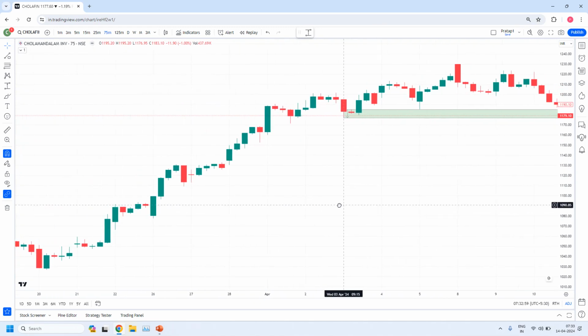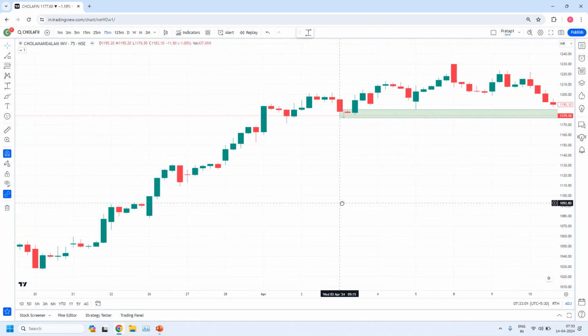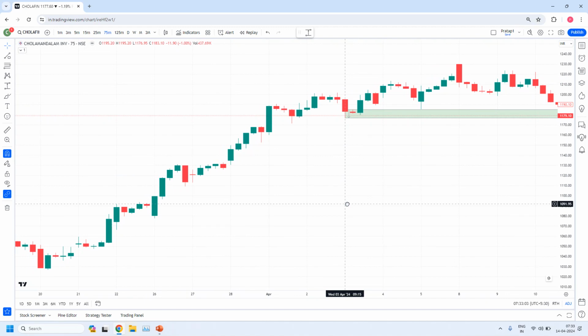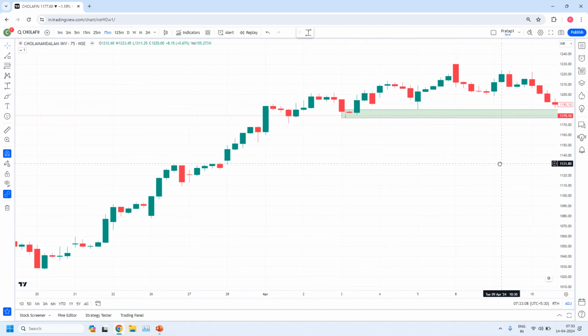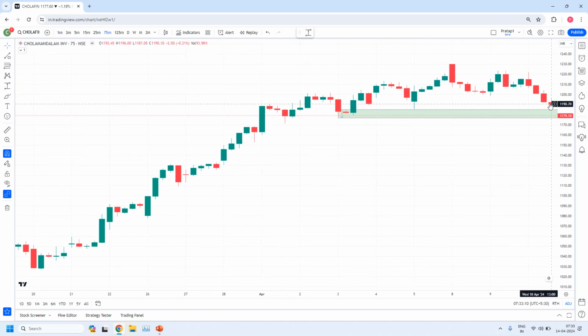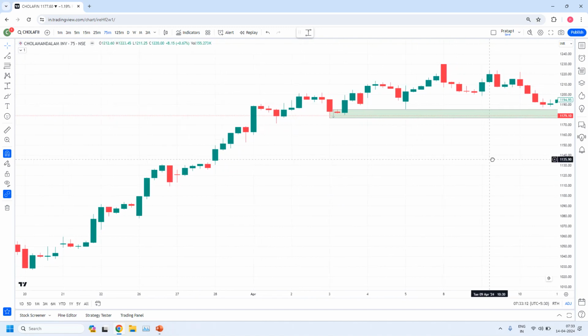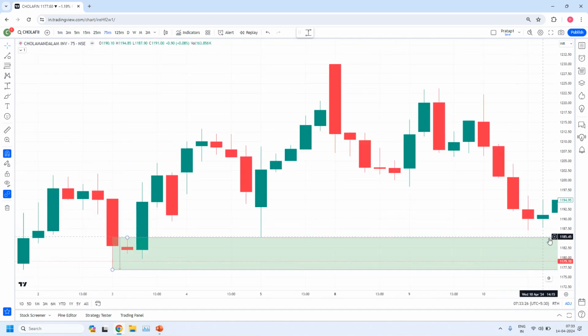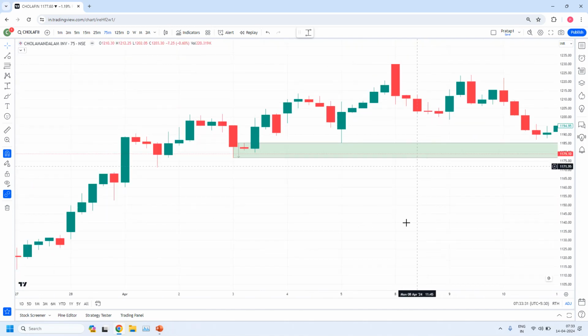And this is the one identified by our software. Why? Because the previous day, this was the closing. This is the last candle on 10th April. So this is near to the 75 minutes demand zone. So our software identified this stock.